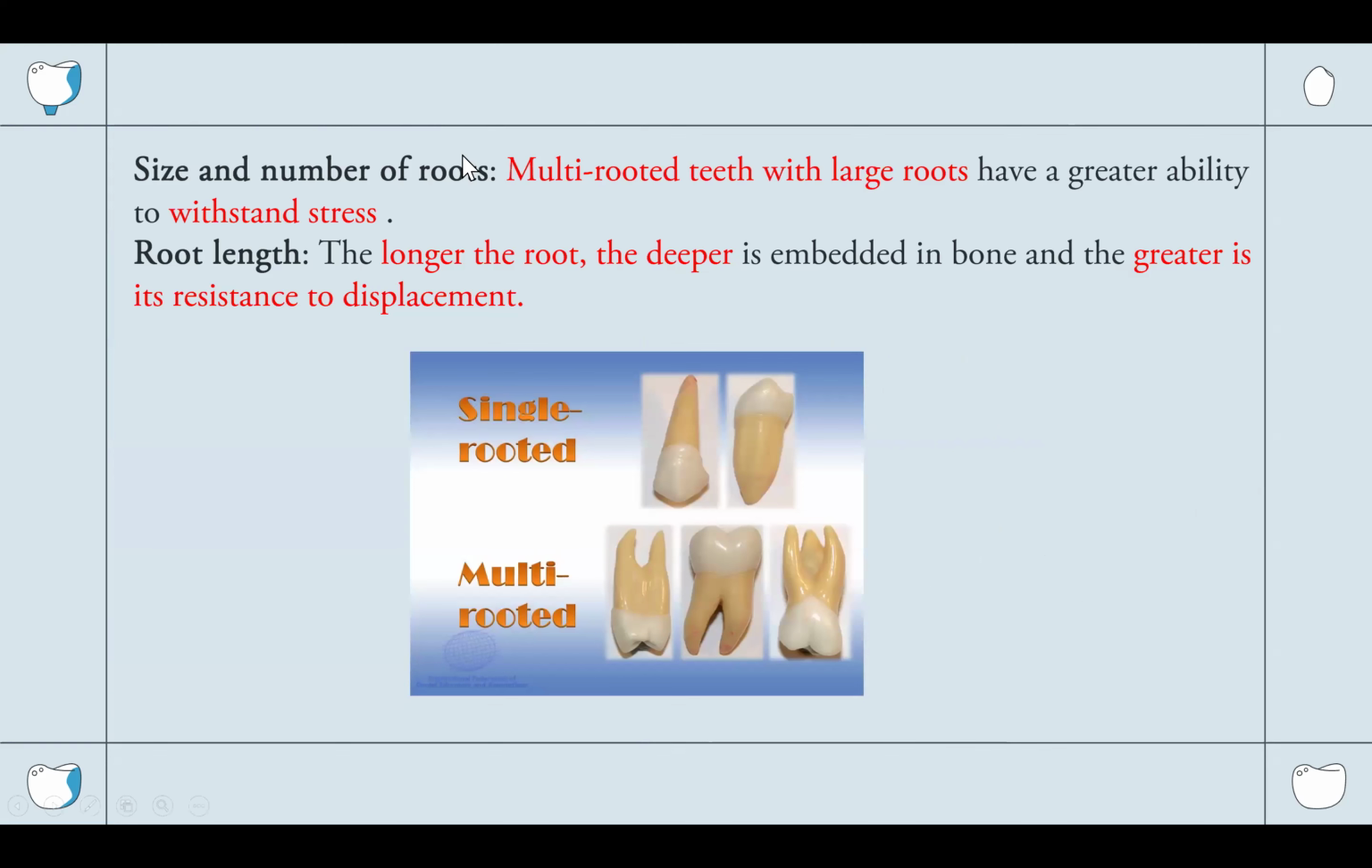Coming on to the size and the number of roots. Multi-rooted teeth with larger roots have greater ability to withstand stress. The longer the root, the deeper it is embedded in the bone and the greater is its resistance to displacement. Example, single-rooted is the canine, which has a longer root, and multi-rooted are our molars.